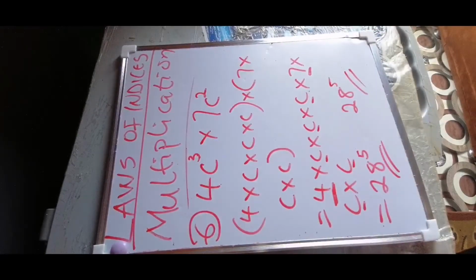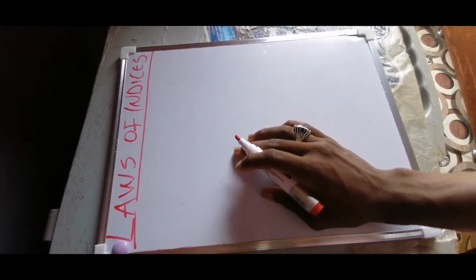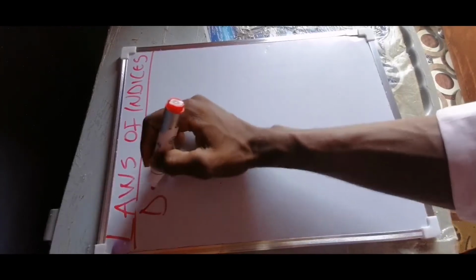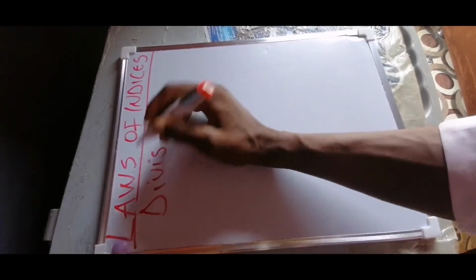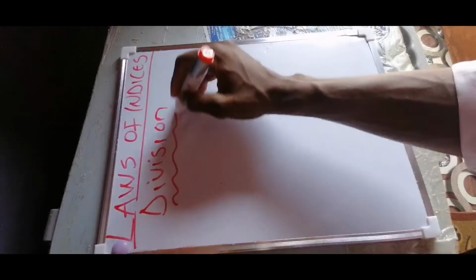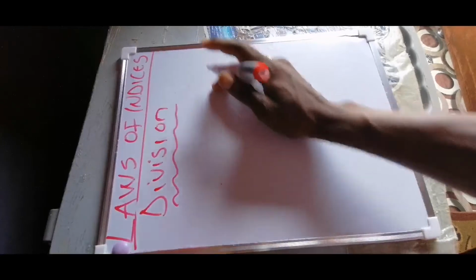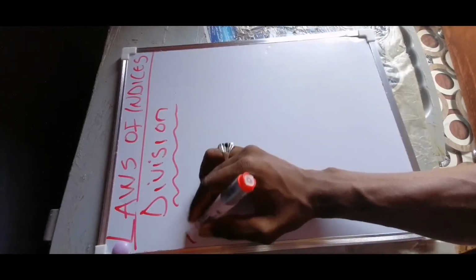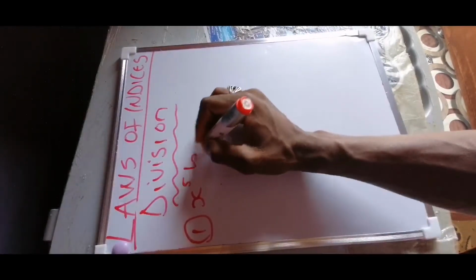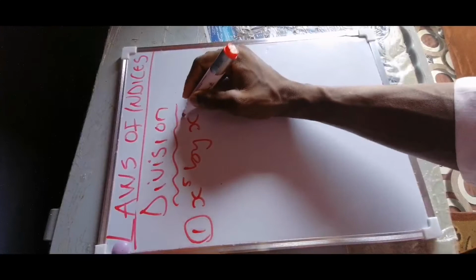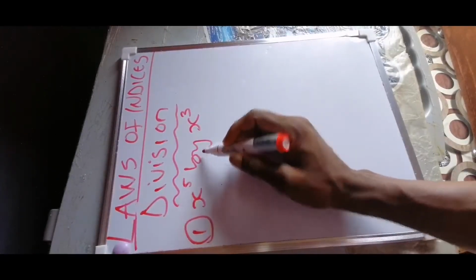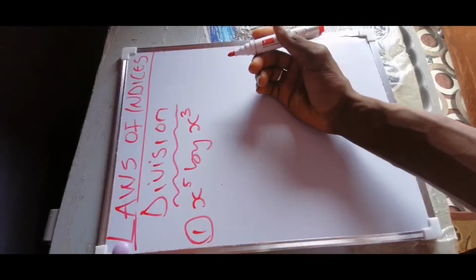So the next one, we are finished with multiplication. Next we are going to enter division. So how are we going to divide an expression with the law of indices? The first one, we are asked to divide x raised to the power of 5 by x raised to the power of 3. So here we have x raised to the power of 5 divided by x raised to the power of 3.